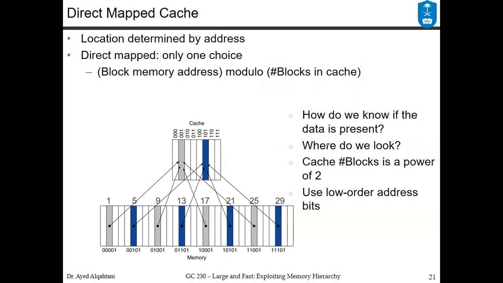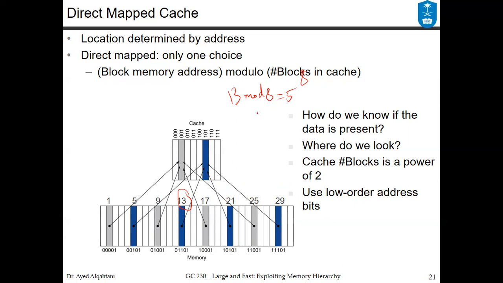And where do we look? You have the cache number of blocks, which is a power of 2. So we have here 8, and because we have 8, we can get exactly where is the place of the data, or where do we look. And we use the low order address bits. So instead of calculating, I gave you this example, 13 mod 8, and we get the result to be equal to 5.